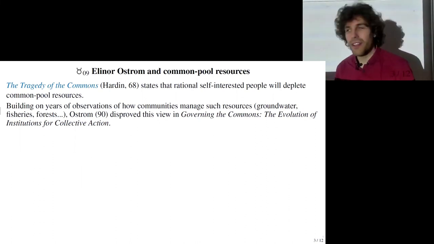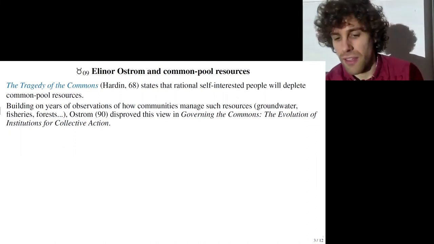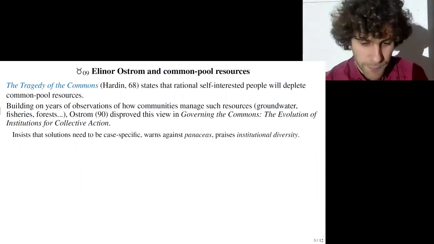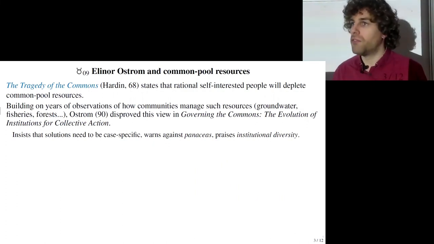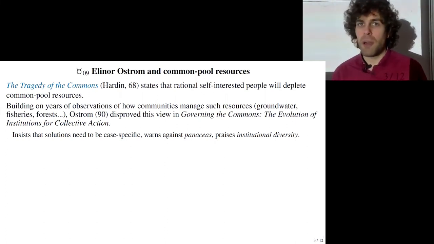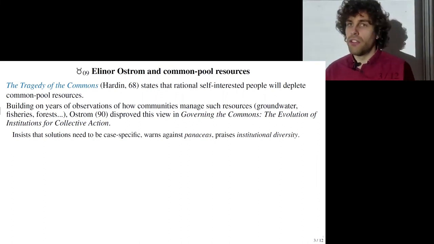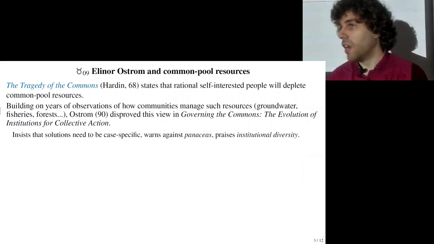So then we say that there is the Ostrom theorem: if it can work in practice, then it can work in theory. And then she devised, why does it work? Why don't we have the tragedy of the commons in practice? So first she insists that the solutions to a problem of managing a common pool resource are case specific. And so she warns against panaceas, so solutions that would work everywhere. She praises institutional diversity. She thinks that the communities should have the power to define the rules of the games themselves. And this will naturally create different rules depending on the community. And this can be optimal.